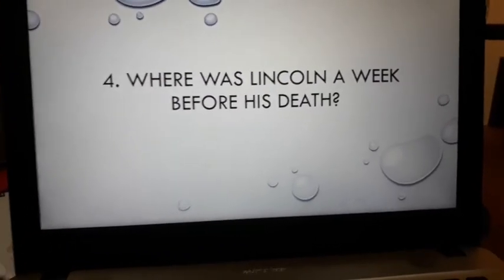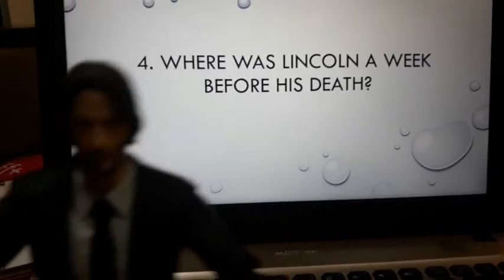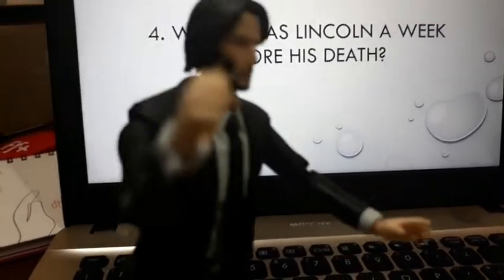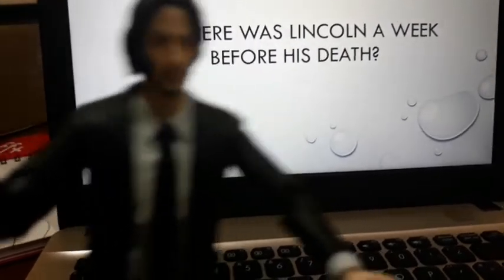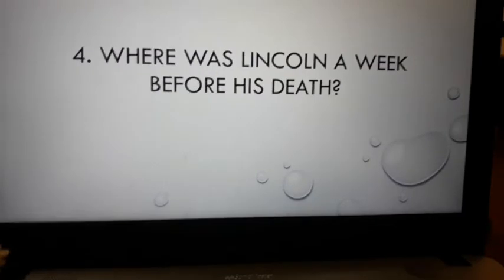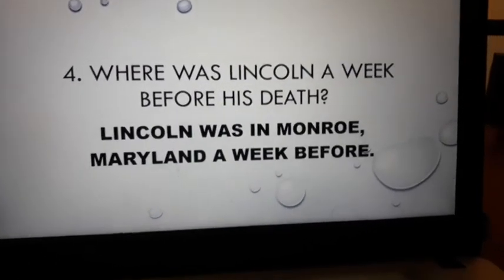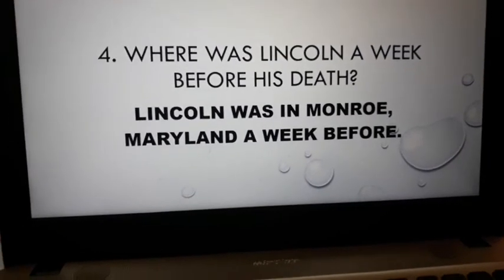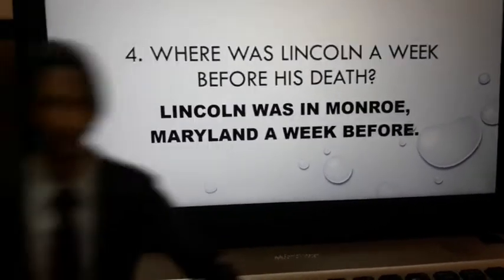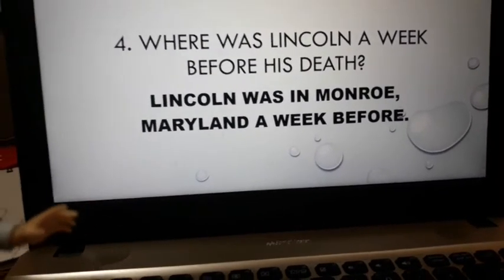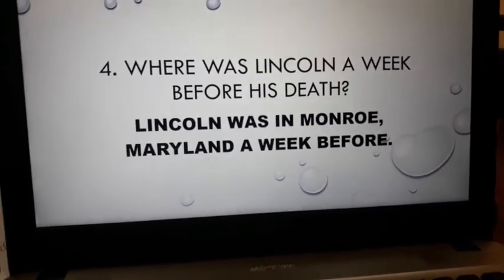Where was Lincoln a week before his death? Where was he one week before his death? That means before he was killed. Let's see the answer. Answer 4. It says Lincoln was in Monroe, Maryland a week before his death. Okay, that's the correct answer. Let's go with question number 5.